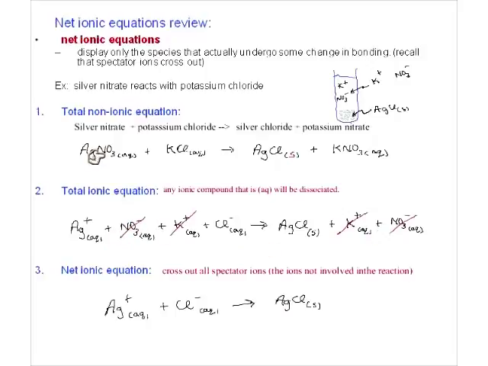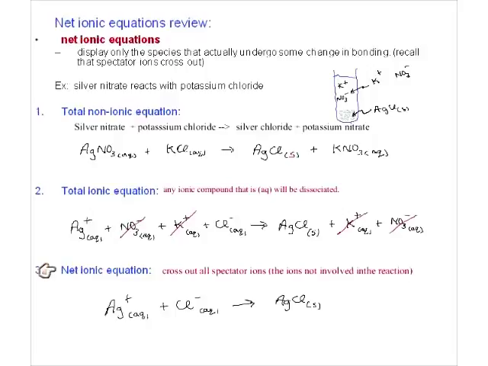The only purpose that nitrate served was to bring silver into the game. The only purpose that the potassium served was to bring chloride into the game. On this side of the table, their only purpose is to try and make everything electrically neutral. All right, and that's it. They don't do anything else. So this is what we want to look at. So that's what this is called, a net ionic equation.